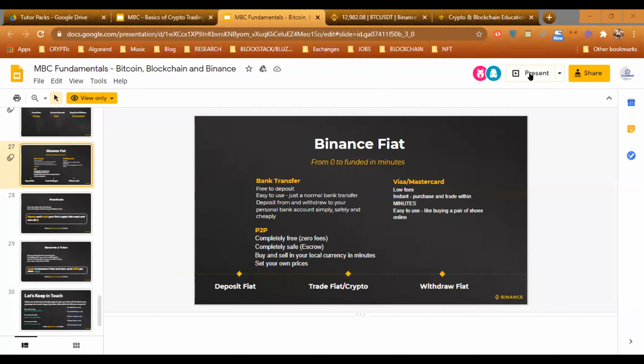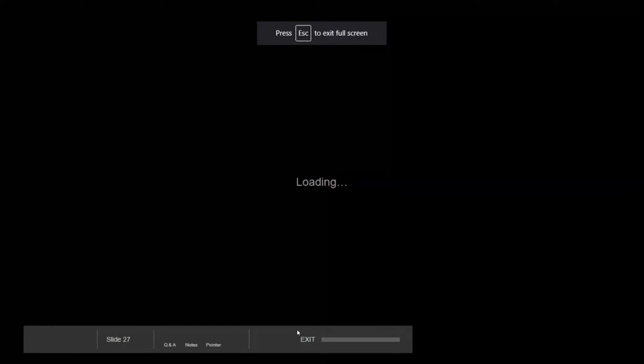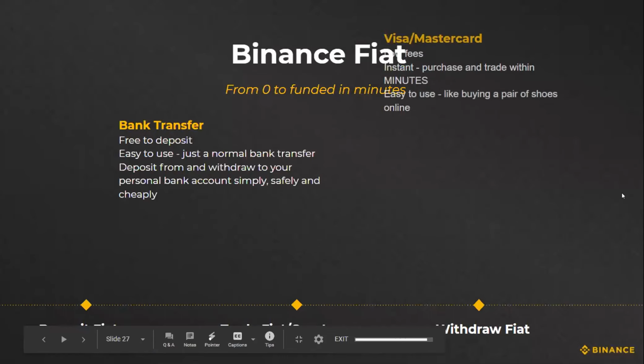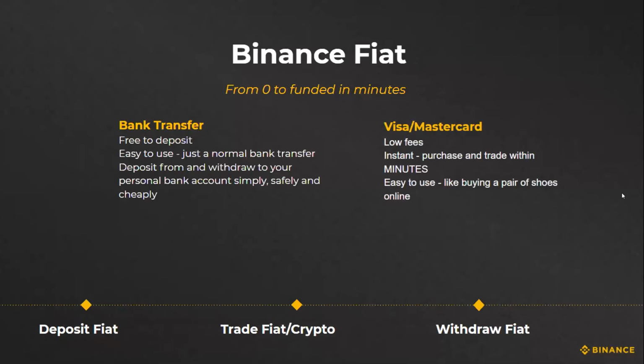Okay, so I just showed you how to fund the Binance account. It's free to deposit, easy to use, normal bank transfer basically. You deposit from and withdraw to your personal bank account, simply, safely, and cheaply. Same thing, you can also use MasterCard, low fees, it's instant, it's easy to use.